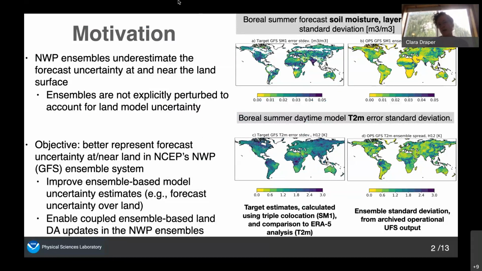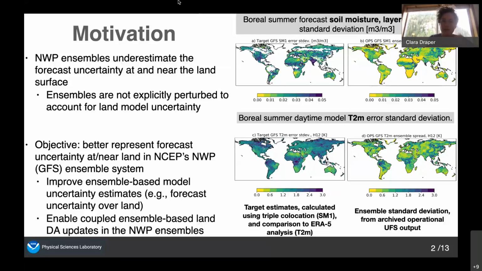On the right, I've got 4 plots of forecast uncertainty, which I'm just defining as the forecast error standard deviation. For the top, it's soil moisture in the surface layer. For the bottom, it's the 2-meter temperature. These plots on the right are the ensemble standard deviation estimates from NCEP's operational ensemble, and the plots on the left are independent estimates of the forecast uncertainty that I've calculated by comparing forecasts to independent observations. So this is sort of my best guess of what the ensemble standard deviation should look like. And you can see quite obviously that we're under-dispersed.